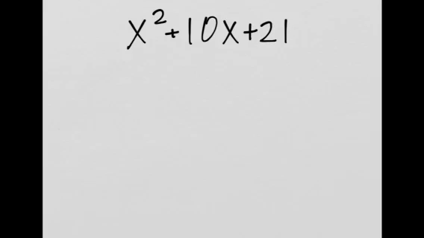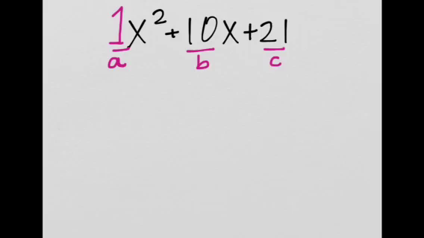So the first example I have is x squared plus 10x plus 21. So we want to factor that into two binomials. First, we need to identify our a, b, and c. Now it's not written here, but we will assume that our a is 1. Our b is 10, and our c is 21.